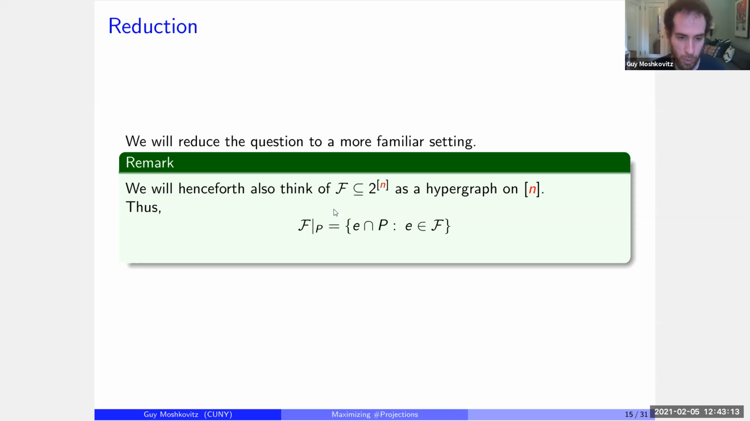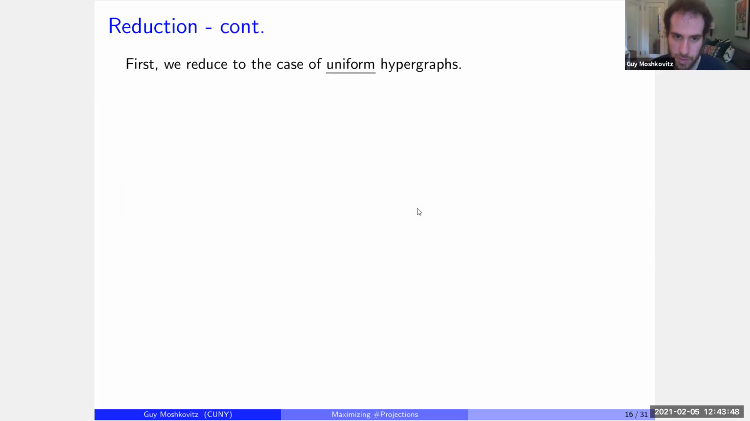And in this language, a projection on a set P of vertices, if you think about it in terms of the hypergraph, is just the following thing. Maybe I should add size here. You just go over all the edges of the hypergraph and you intersect that edge with P. Okay? So you just intersect all the edges with this fixed choice of P. That's exactly the number of projections of P on F, if you view F as a hypergraph. Okay, so that's a tiny observation.